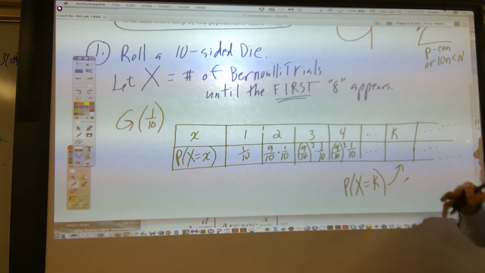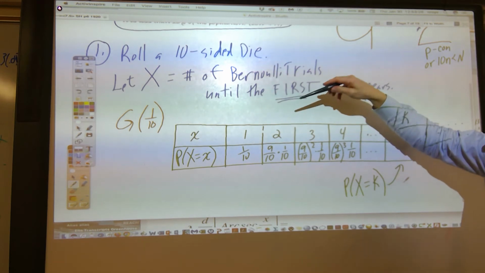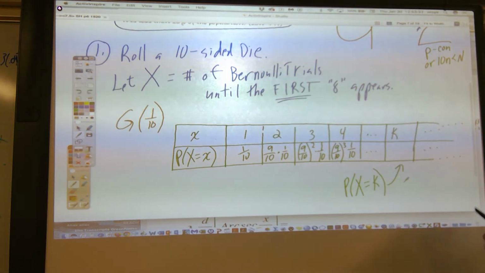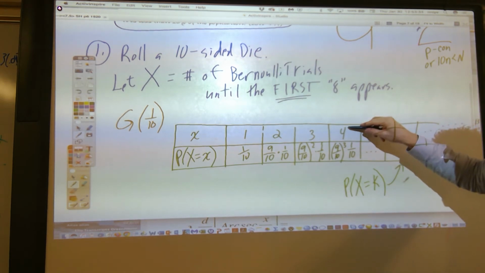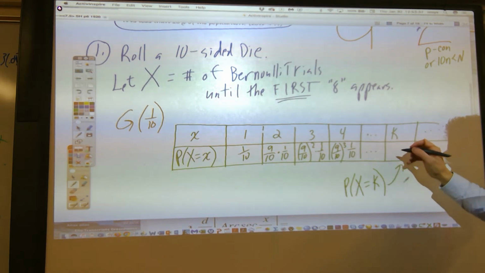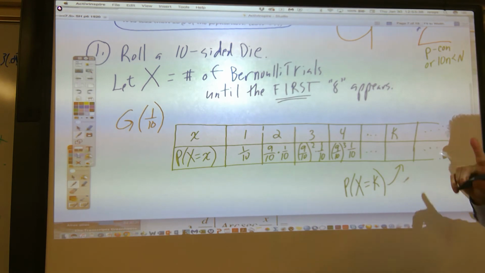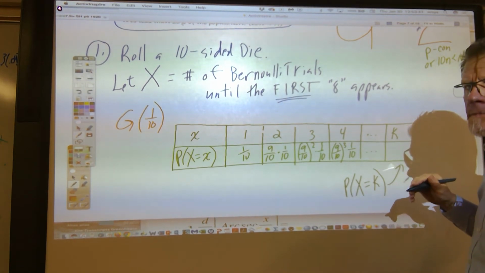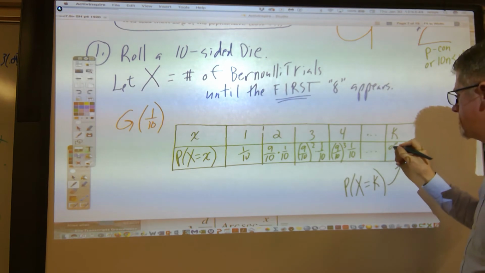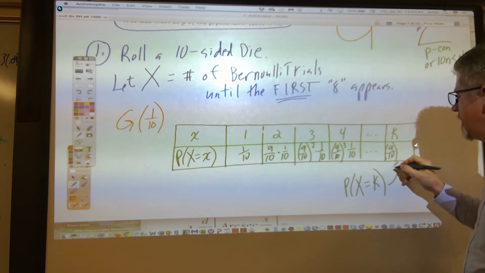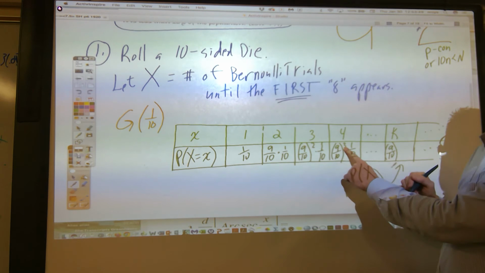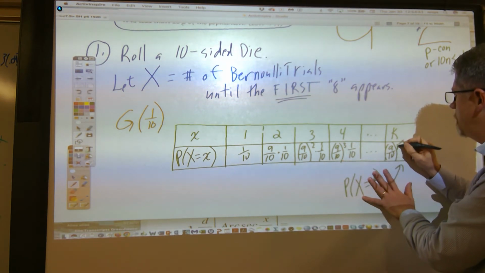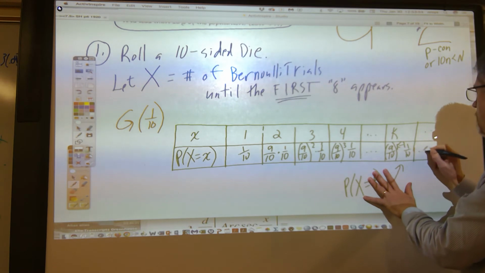Dan, do you see a pattern that shows a relationship between this number and that number? It's 9 tenths to the k minus 1. Say it one more time, a little louder. It's 9 tenths to the k minus 1. Yes, notice that the exponent on 9 tenths is always one less than that number, so it's 9 tenths to the k minus 1 times 1 tenth, and so on.